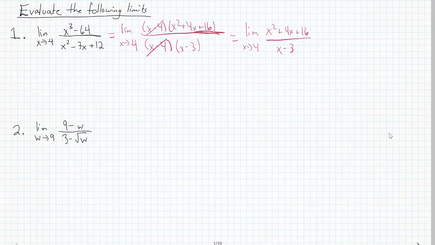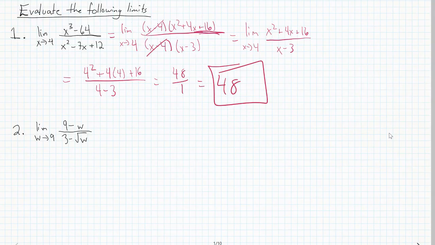Okay, so now we're ready to just plug in 4. And so notice this thing equals, well, we get 4 squared plus 4 times 4 plus 16 all over 4 minus 3. Well, so the denominator's just 1, and so notice you have 16 plus 16 plus 16, that's 48 divided by 1, which equals 48, and that's our final answer.